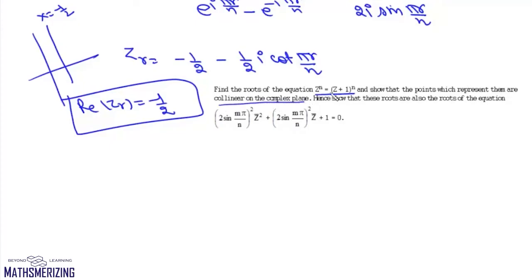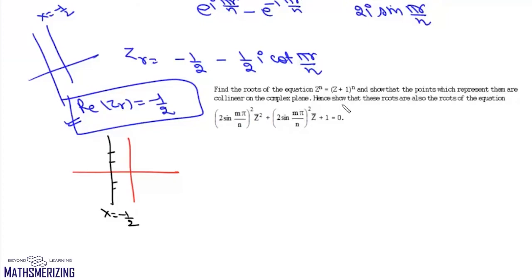So we have already shown that the roots of this equation are minus 1 by 2 plus iota by 2 cot pi r by n. Now the real part of all these complex numbers is minus 1 by 2. So all these complex numbers will lie on this line, which is x equals minus 1 by 2, and therefore all these roots will be collinear. So that's our first part.